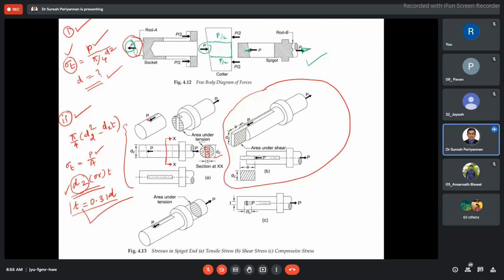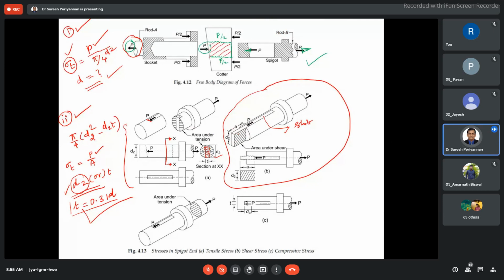Okay, see here. We know that the spigot is a solid rod, but when the cotter is inserted through the slot, this is our slot, right? In the slot we inserted the cotter. Then which region is going to have failure? Which region is going to have shear? The cotter, this region is going to have shear.